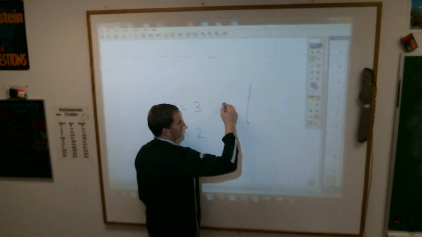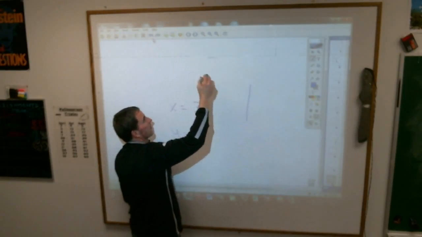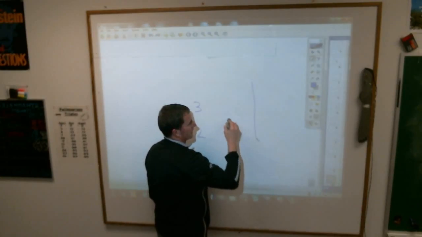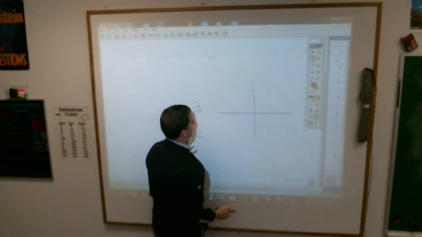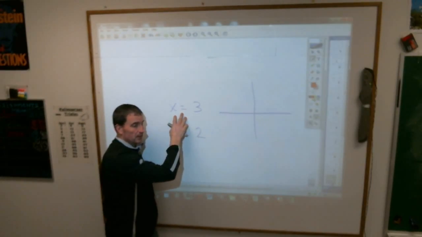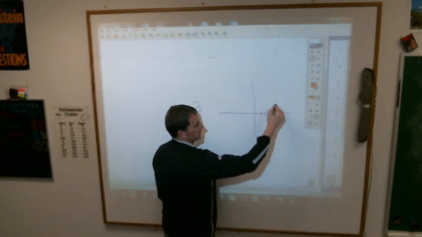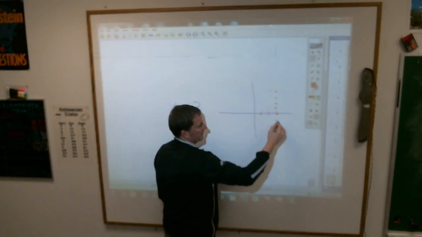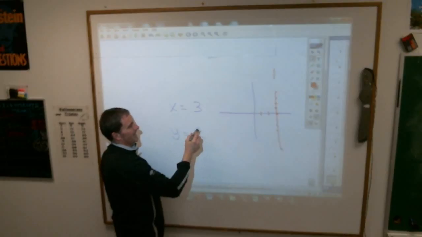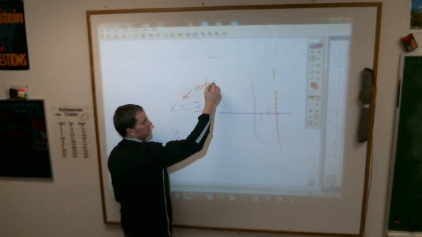What is the graph of x equals 3? The gist of that is no matter what y is, x is always going to be 3. So where is x 3? 1, 2, 3. It is always 3. The graph of x equals 3 is, you might want to write this down, if it's an x equal, it is a vertical line.